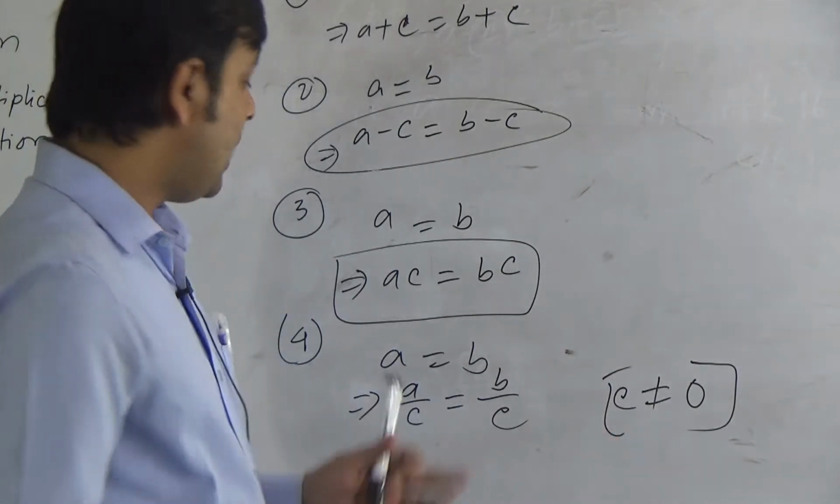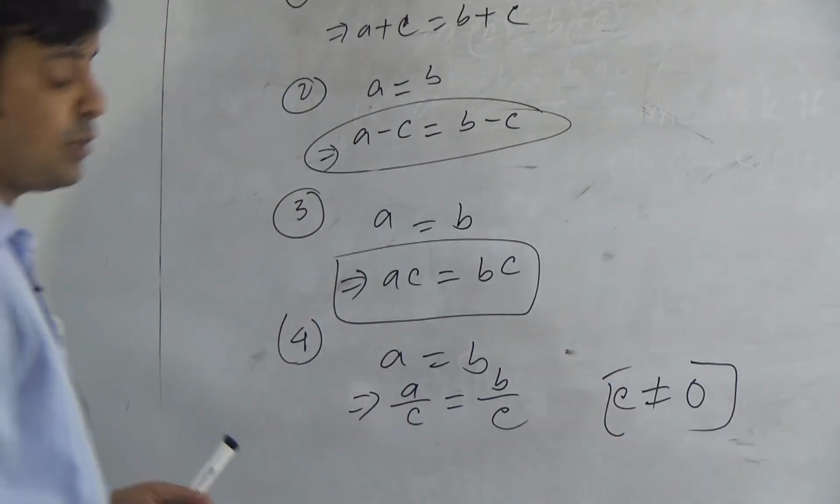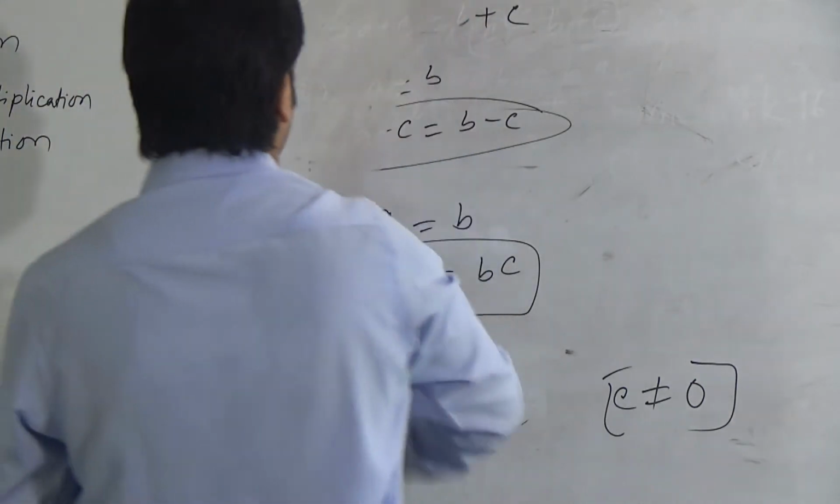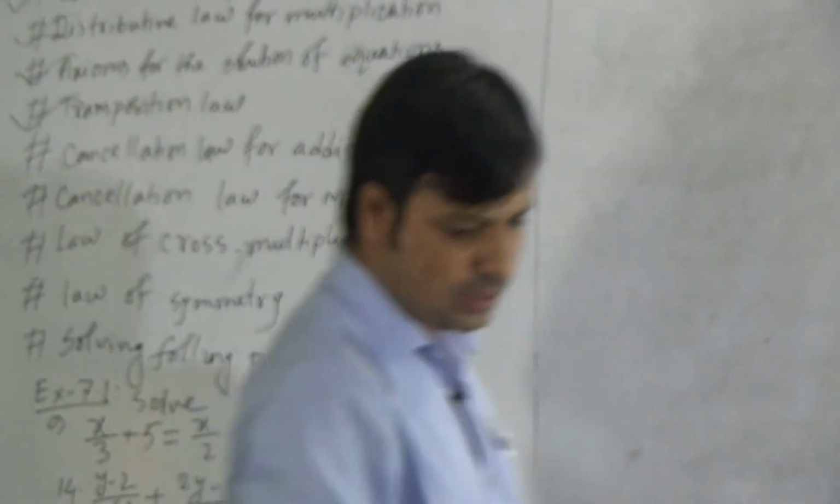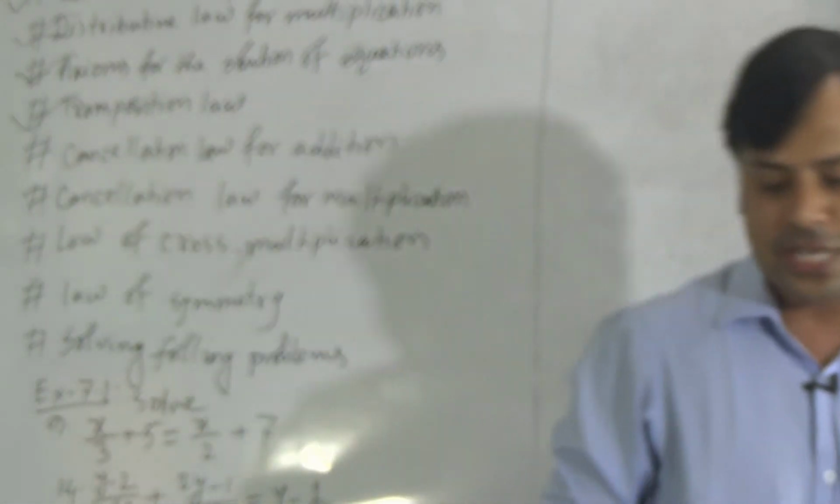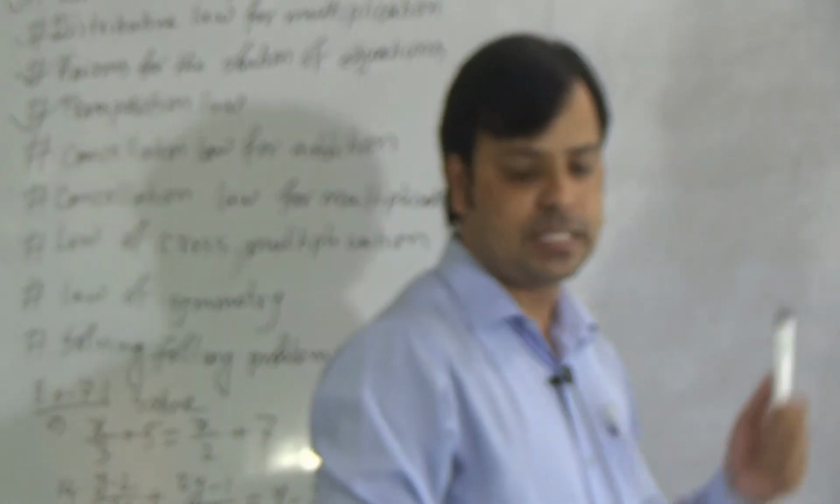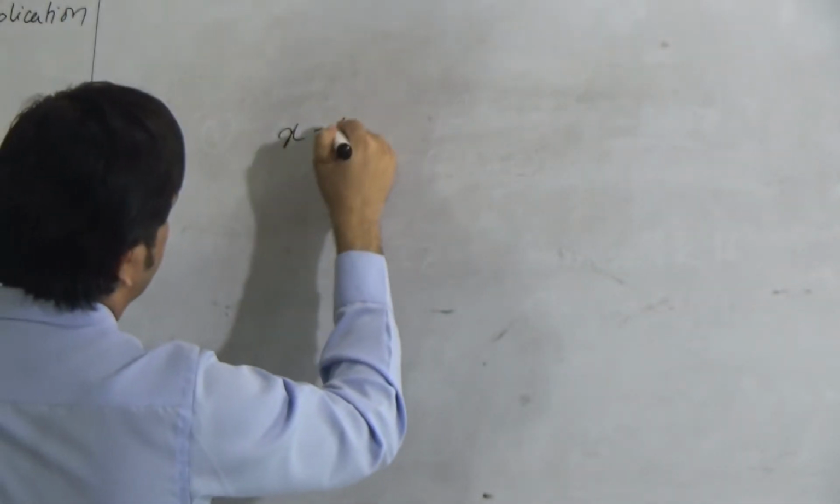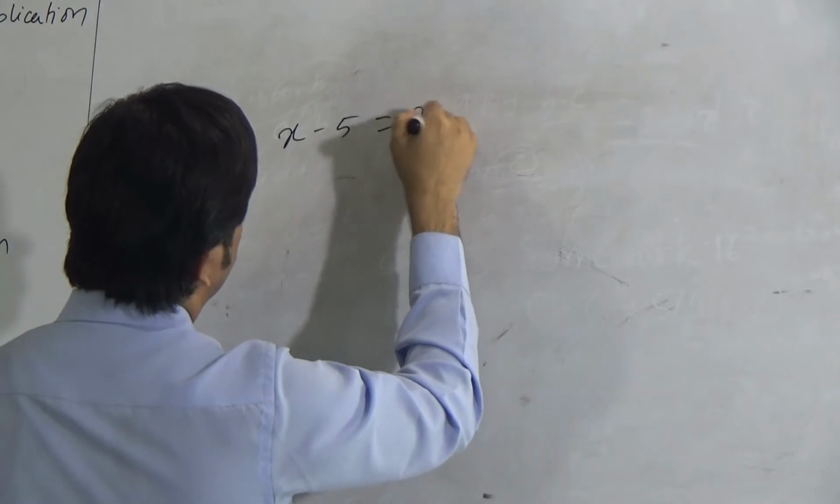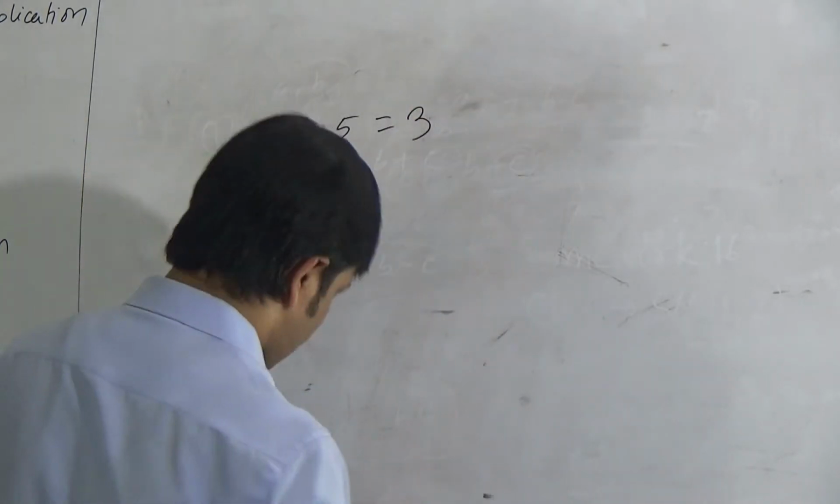Okay. So dear students, I have discussed 4 axioms that we learned in class 6. Now I will discuss the laws of equation. First law is transposition law. What is transposition law? Dear students, if I give you an example, you can understand easily. Suppose here x minus 5 is equal to 3.